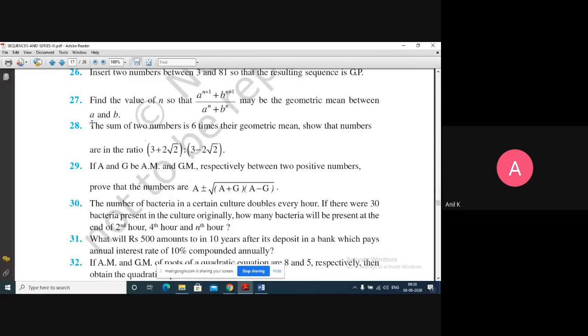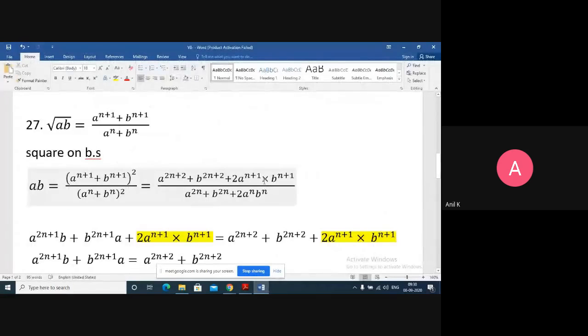Next one, the sum of two numbers is 6 times their geometric mean. Show that the numbers are in the ratio 3 plus 2 root 2 upon 3 minus 2 root 2. The sum of two numbers is 6 times their geometric mean. Okay, let's see. This is the 28th question.